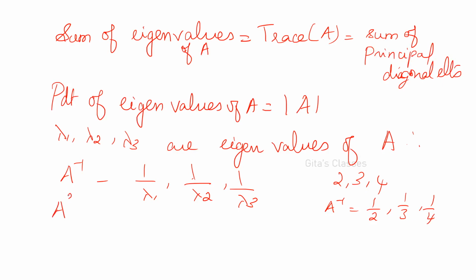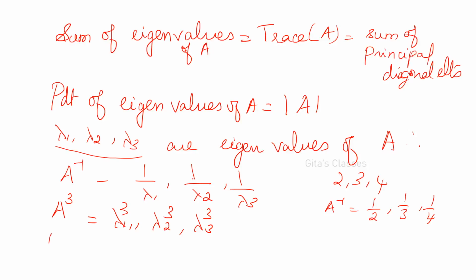And suppose you want to find out the eigenvalues of A cube. Then it will be lambda 1 cube, lambda 2 cube, and lambda 3 cube. That is, accordingly, you have to find out the eigenvalues of A. A inverse means 1 by lambda. A cube means this one.